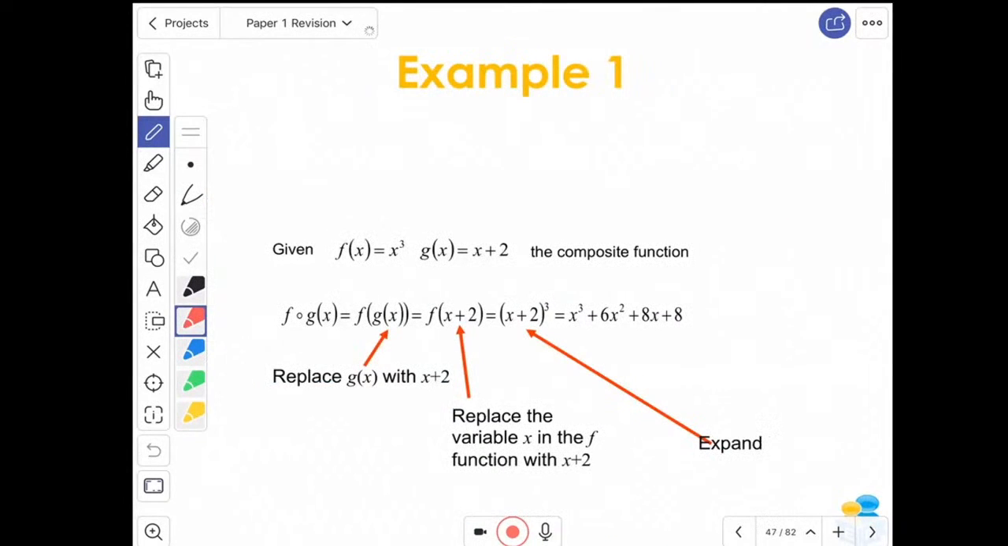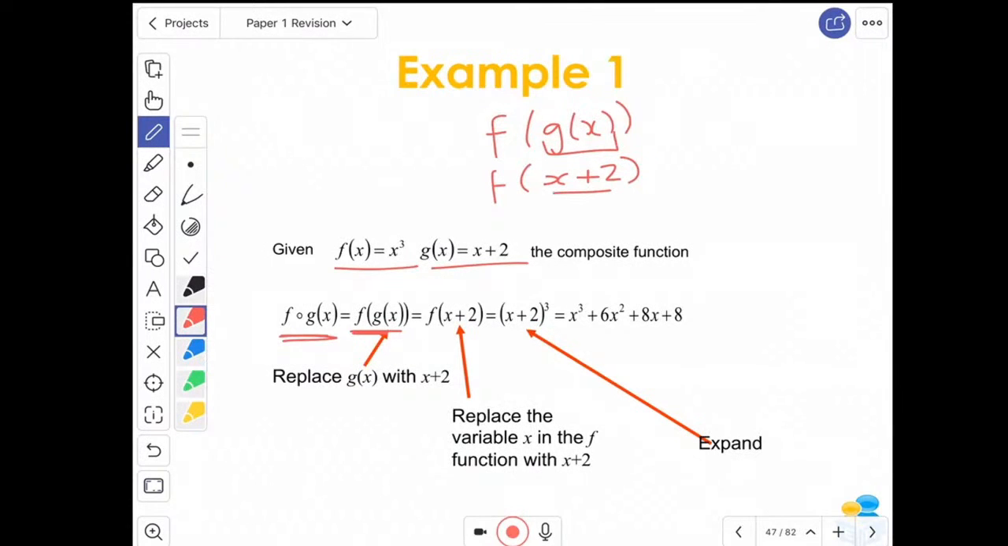So just a quick example. If we're given f of x equals x cubed and g of x equals x plus 2, and you're asked to work out f after g of x, or f of g of x, what you do is imagine that g of x is your new input. So I'm going to take g of x and write in x plus 2, and this now becomes your input into f. And f was x cubed, so the cube stays, and then x plus 2 goes in there. And then if you multiply that out three times, you get your cubic there.